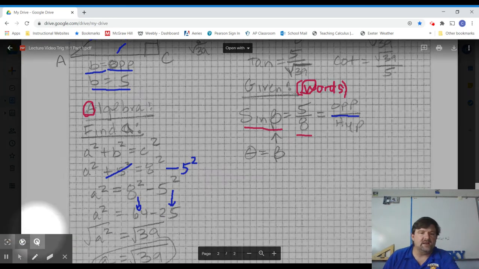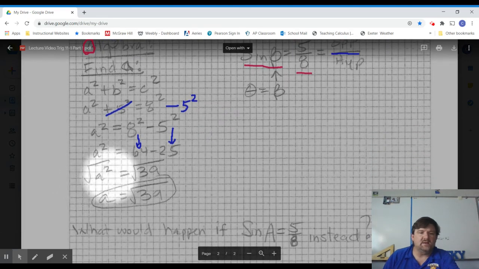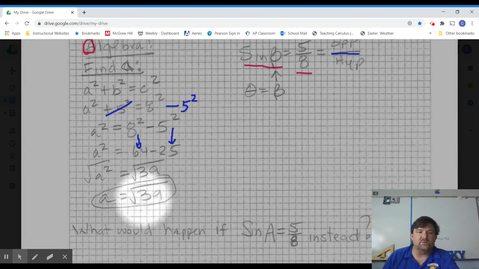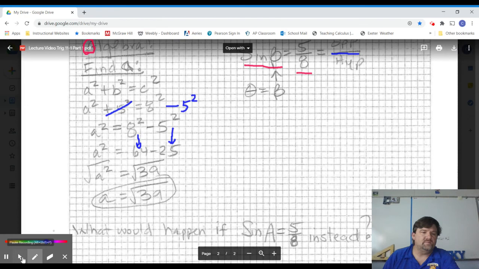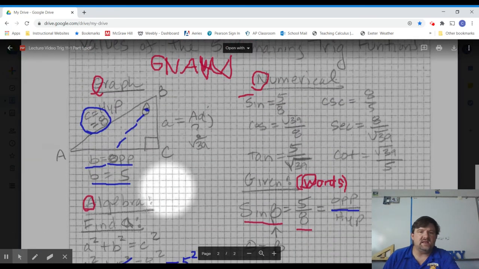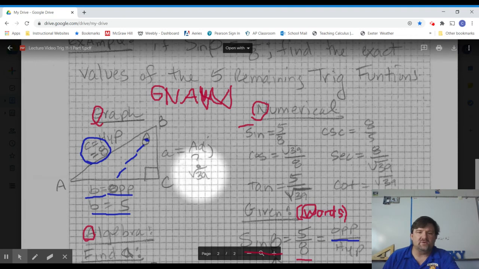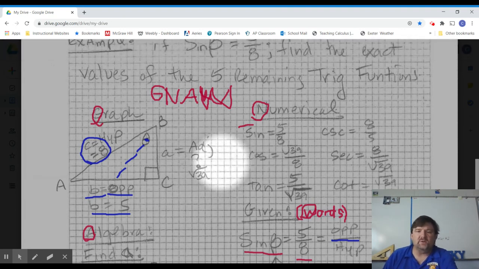And if I get 39, then I end up with a squared equals 39. That means the square root of a squared, a, is equal to the square root of 39. So that's how I come up with my values here. Now I got to go back up here. I know that a is equal to the square root of 39. And then from there, I'm just plugging it in.